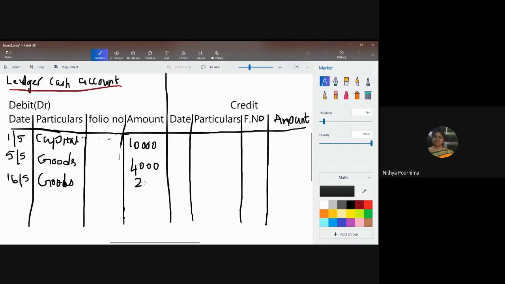Who is following? Am I audible? Boys, are you following? You need some time to look into the journal entry. Ma'am, the ones you are writing on the debit side in the ledger account, we wrote the similar things on the credit side in the journal entry, or in the general entry, ma'am. Yeah, in the journal entry. Yes, ma'am.